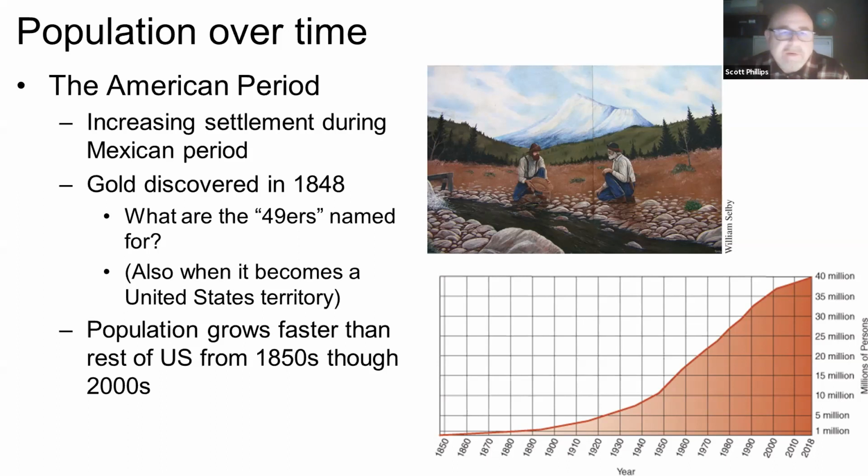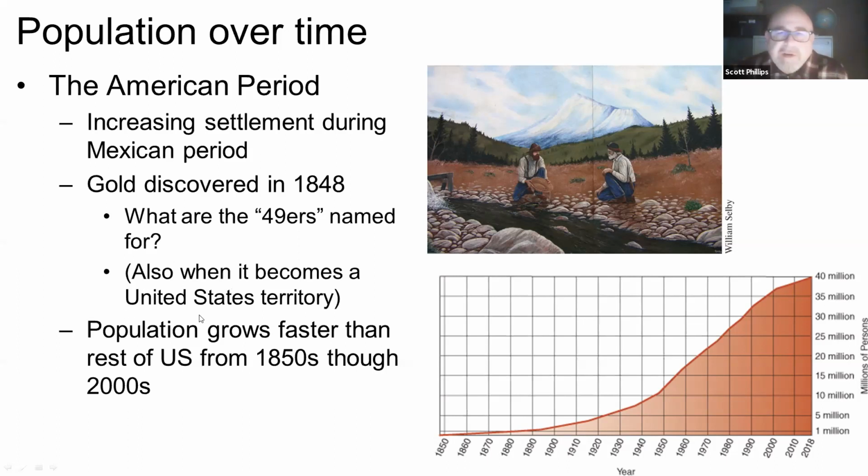One thing I should note too is that right around 1848, that's also when California becomes a U.S. territory. It was ceded by a treaty right around 9 days before gold was discovered. So the gold discovery news didn't get out till right after California became a territory. So very unfortunate for Mexico in that regard.